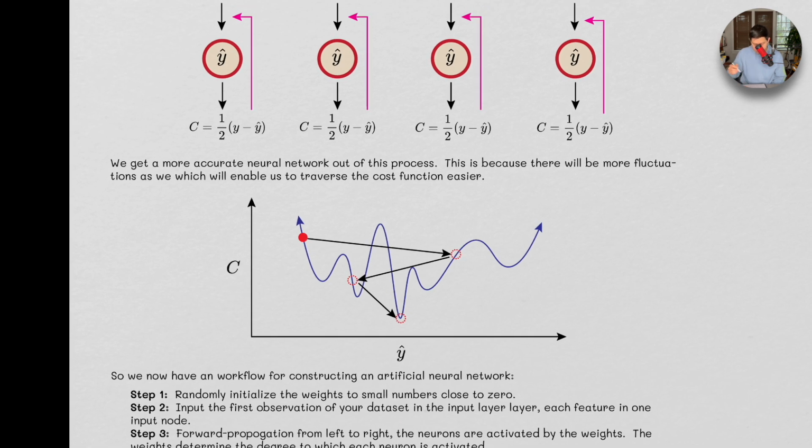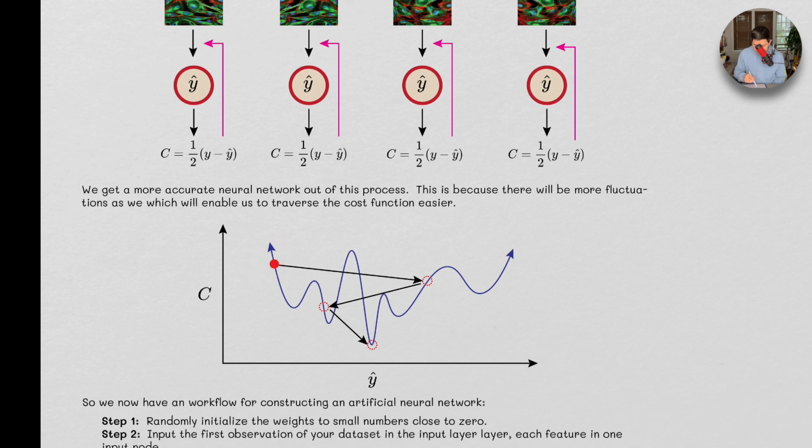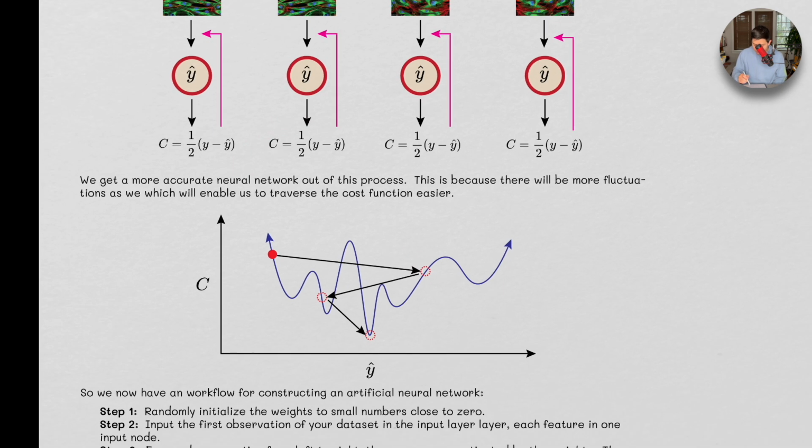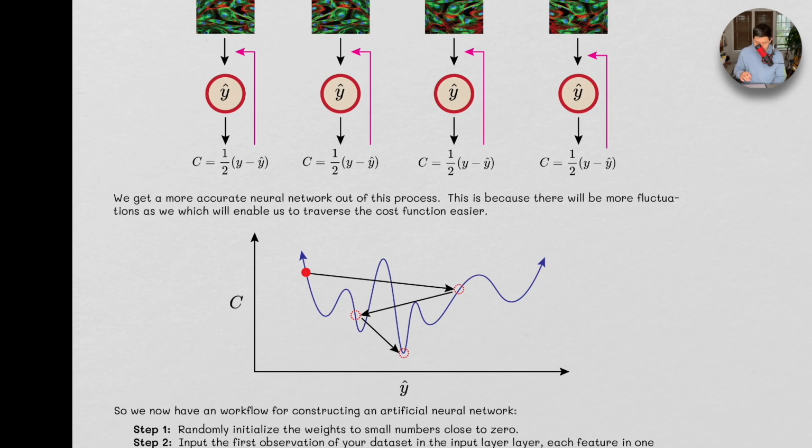And this is because there's going to be more fluctuations, which will enable us to traverse the cost function a little bit easier. So we do this, for example, we update, we get a cost function value right here. We do it again, say we get this value. We do it again, we get this value. We do it again, eventually we will get to a lower value in this process. Again, it's called stochastic gradient descent.